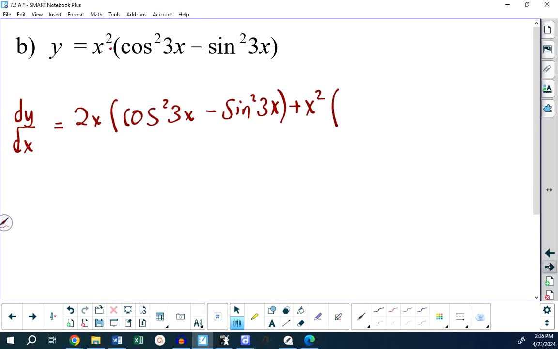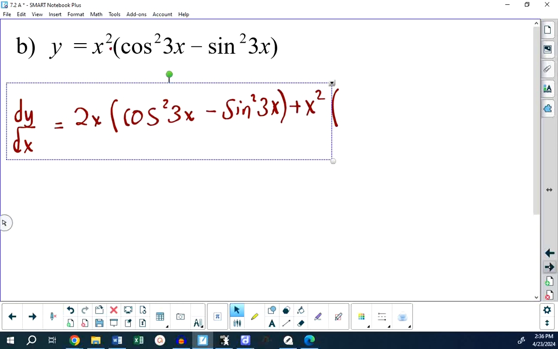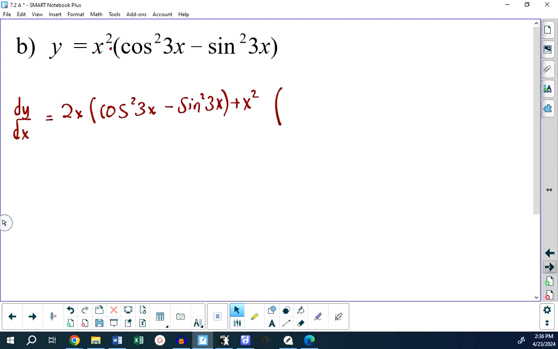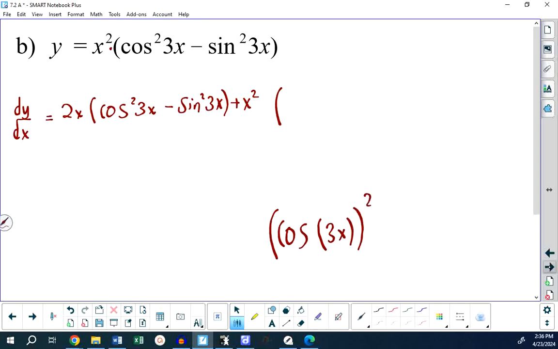So what is the derivative of cos squared of 3x? Well, this is what cos squared of 3x means. This is a power of cos of 3x, which means if you differentiate it, you wrap the 2 around the base of the power, drop 1 from the exponent, and then multiply by the derivative of the base of the power.